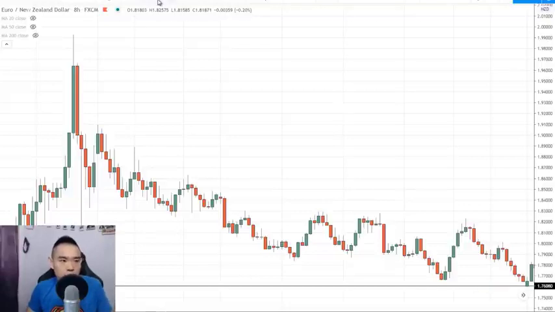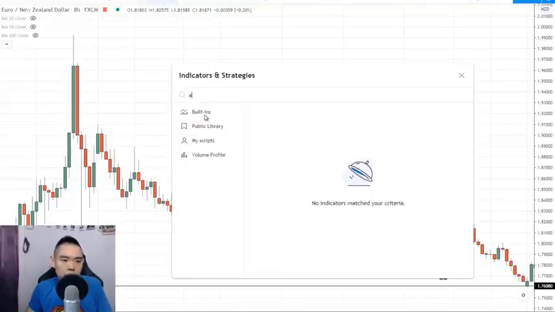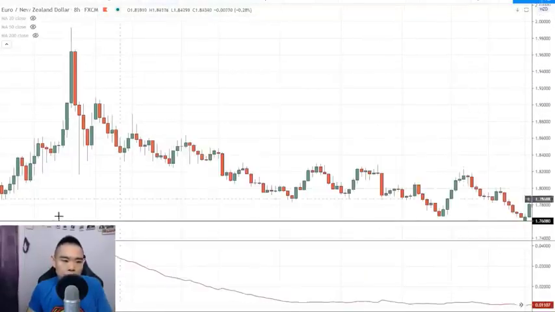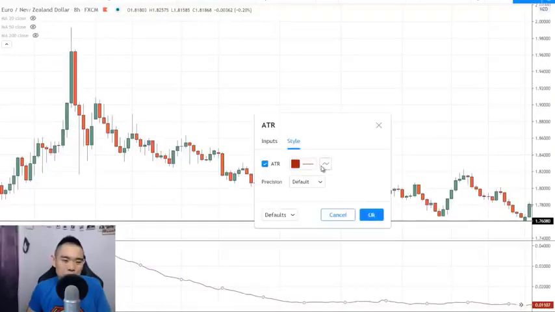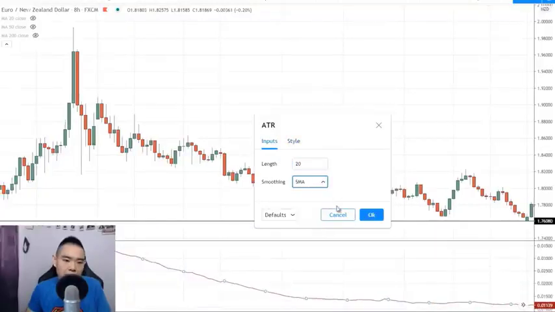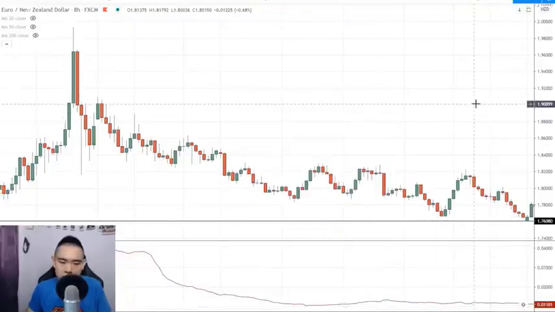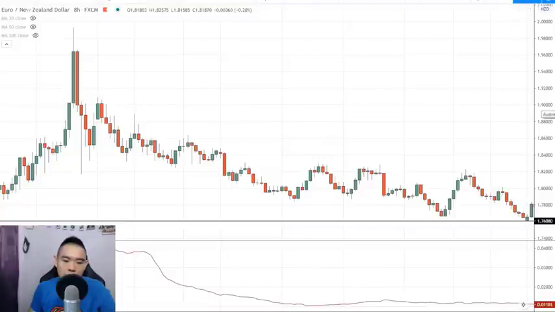So what you want to do is go down to your indicator tab, look for the average true range indicator, and pull it out. I usually go with a 20 period. This is just my preference, and I go with SMA. In the grand scheme of things, it doesn't make much of a difference, but that's just me. So the ATR value right now is about 110 pips. How do I know that? Because that's what this indicator says right now. It's 0.0110, so that's about 110 pips.